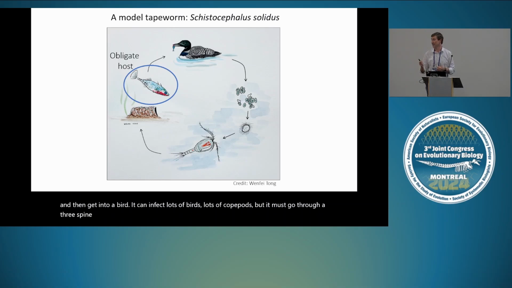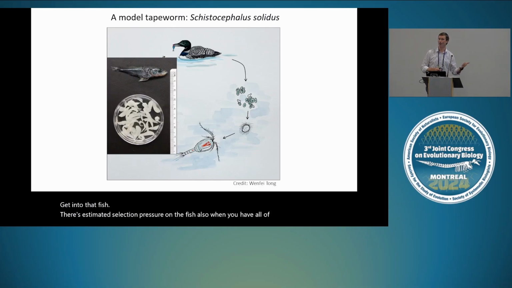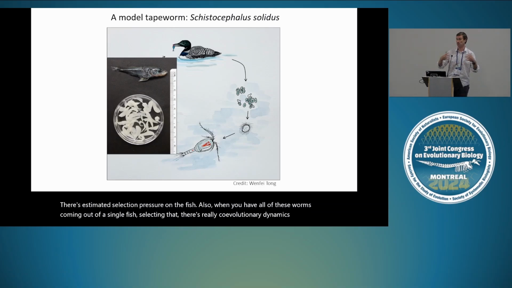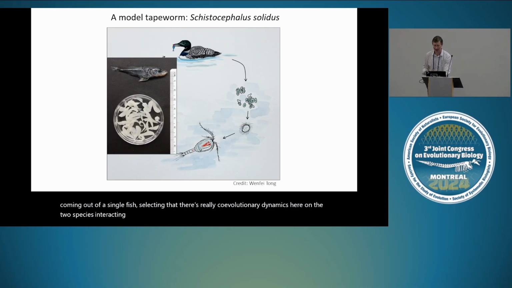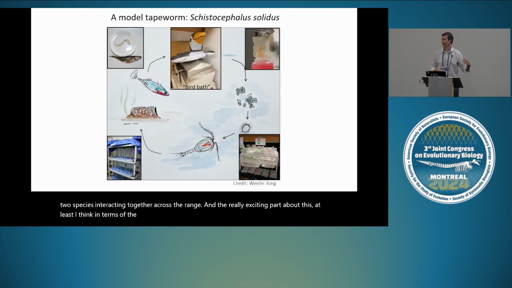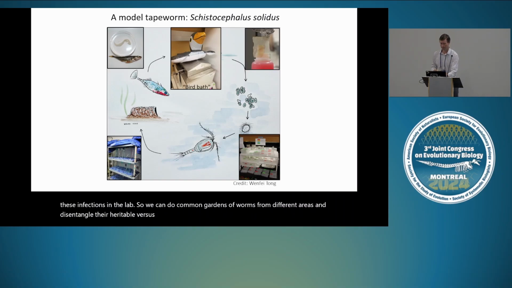That puts a tremendous selection pressure on that worm to get into that fish. There's a tremendous selection pressure on the fish also, when you have all of these worms coming out of a single fish. There are really coevolutionary dynamics here, with the two species interacting across their range. And the really exciting part about this, at least in terms of the phenotypic plasticity session that we're in, is that we can replicate these infections in the lab. So we can do common gardens of worms from different areas and disentangle their heritable versus their plastic effects.